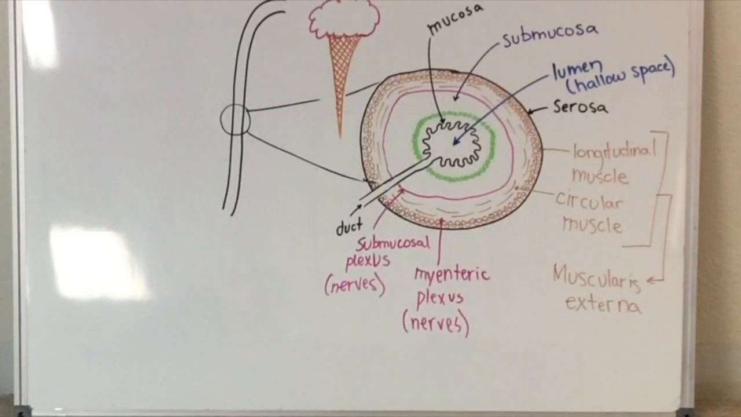The lumen is the innermost space of the digestive tract. This would be the space where the foodstuffs will travel as it moves from the mouth down to the anus.